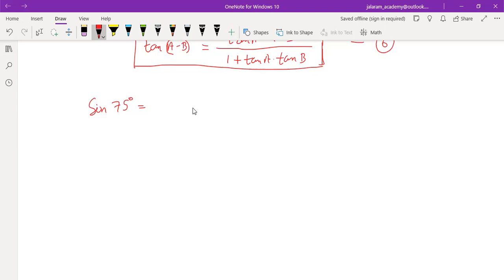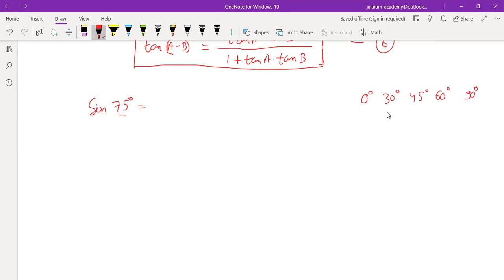We know that standard angles are 0 degree, 30 degree, 45 degree, 60 degree, and finally 90 degree. Means 75 degree is not a standard angle. We know sine of all these angles.